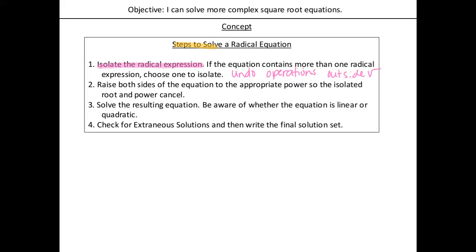So PEMDAS in reverse. First get rid of addition and subtraction, then multiplication and division. Then once we have the radical by itself, we're going to raise both sides of the equation to the appropriate power. That'll get rid of the square root. So basically that means we're going to undo the square root by squaring both sides. And then our third step, which we didn't really do anything with on the first lesson, is to solve the resulting equation.